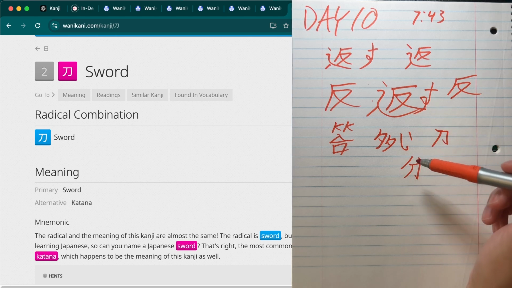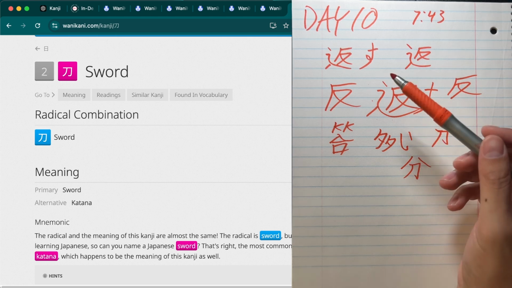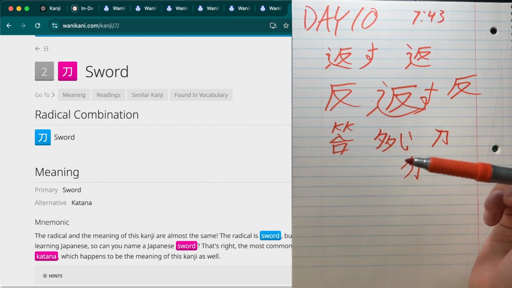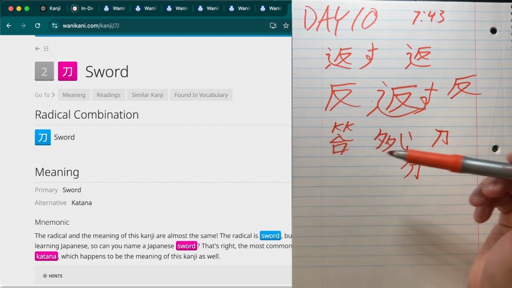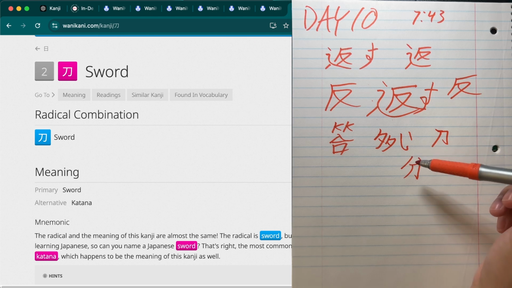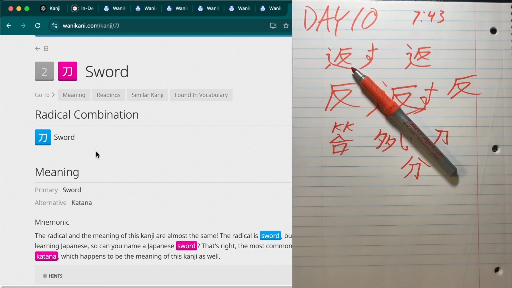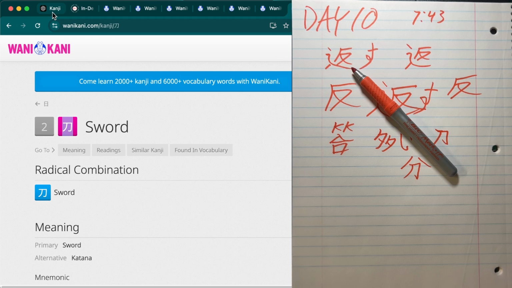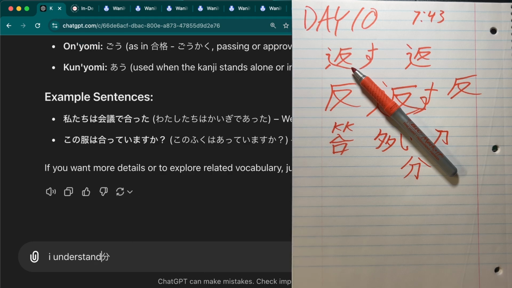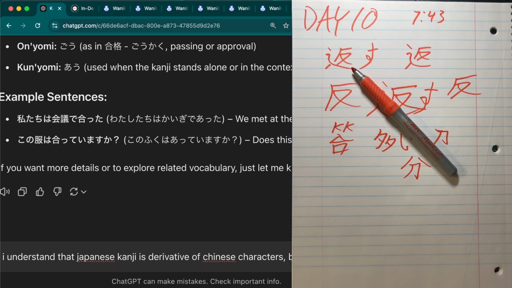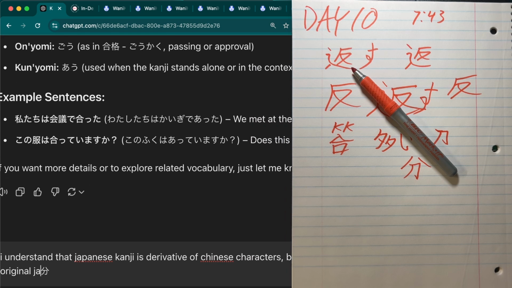I mean, this was originally Chinese characters, I believe, but some are originally also Japanese characters. If I were to guess, this is probably an original character, but I kind of want to know. I wonder if ChatGPT can tell me. Okay, I understand that Japanese kanji is derivative of Chinese characters, but there are also original Japanese kanji. Is this an original character? Let's find out.